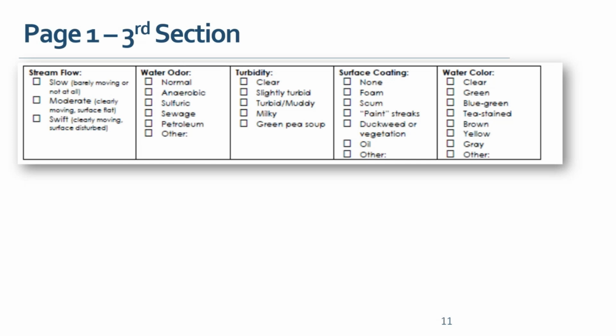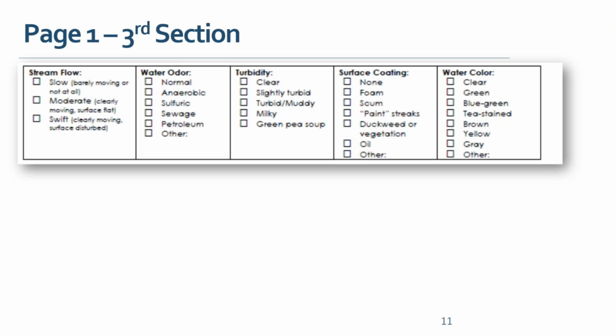You'll answer whether there is an odor to the water. And if it's normal, you're probably not going to notice anything. You'll just be like, oh, it just smells like the outdoors. The other choices are anaerobic, sulfuric, sewage, petroleum, or other. I don't know what those others might be, but maybe if there's detergent that has a perfuming smell, maybe that would be under other.